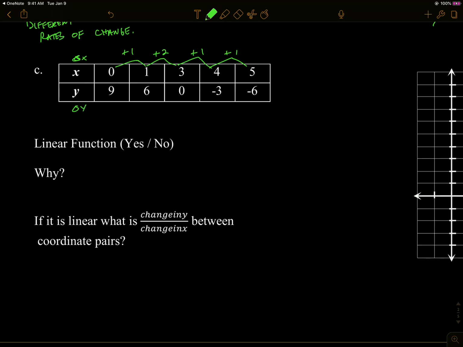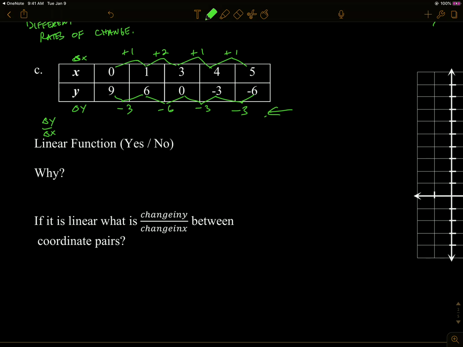Now let's check our change in y. It went down 3. Sorry. Down 3. Then it went down 6. And then down 3. And then down 3. So they're trying to get you to say, no, it's not linear, because you can't just check the change in y. That is not the rate of change. The rate of change is delta y over delta x. You got to make the fraction.